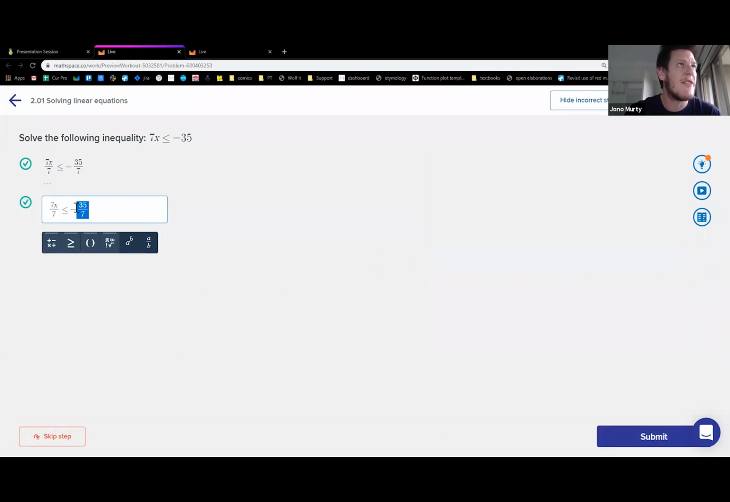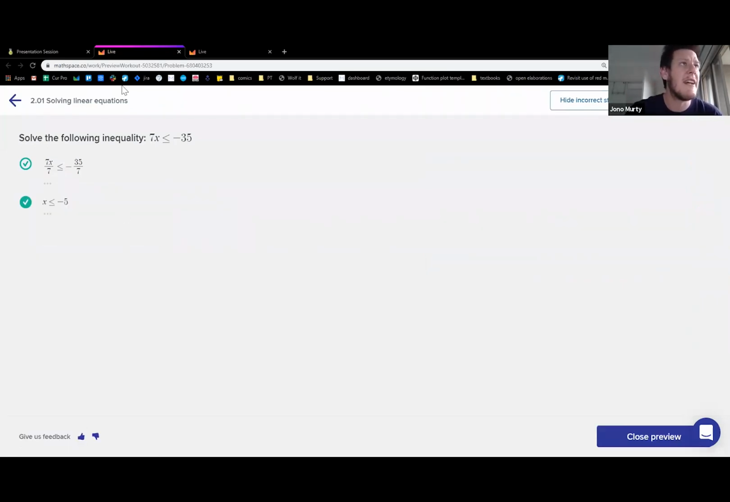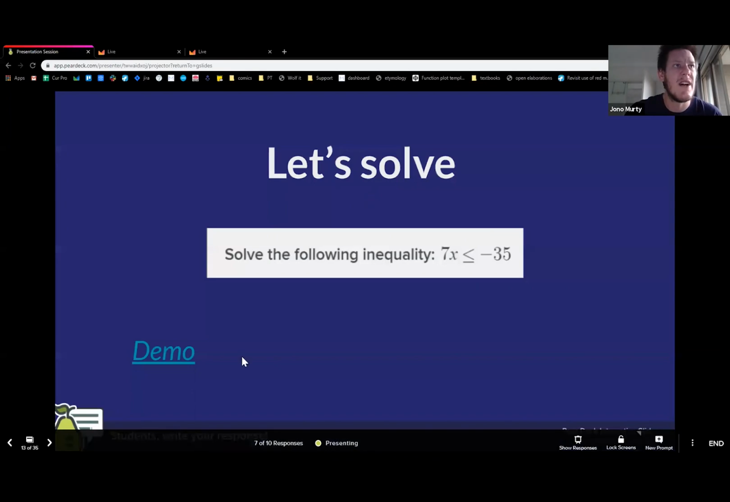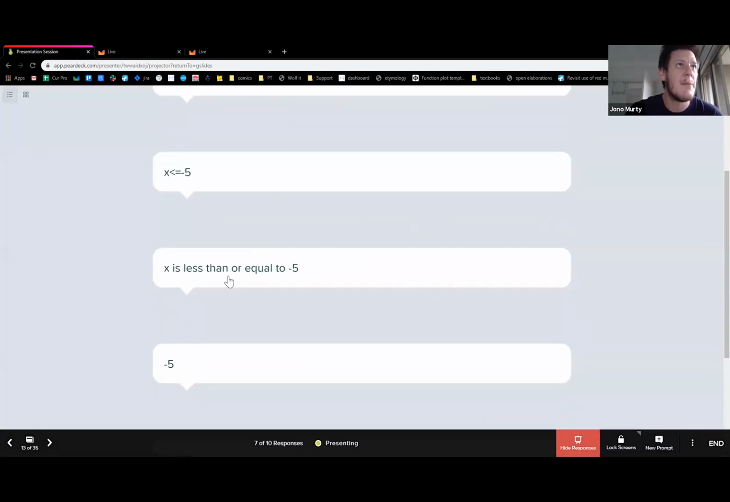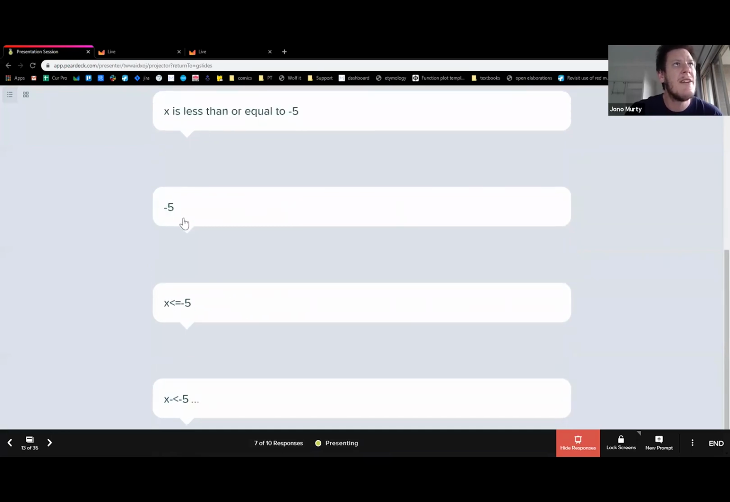we're on the right path. So minus 35 divided by 7 is minus 5. And obviously, this just becomes x. And we get x is less than or equal to minus 5 as our solution, which most of you had, which is good. Yep, x is less than or equal to minus 5.